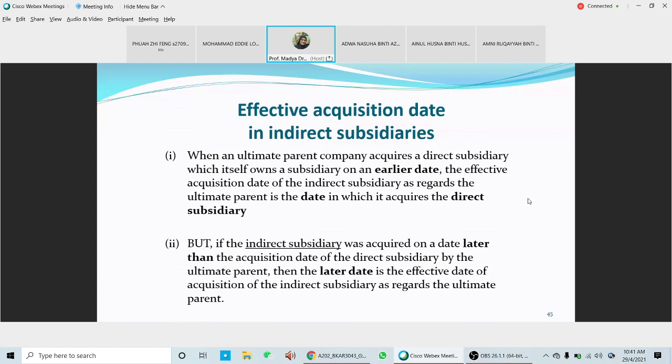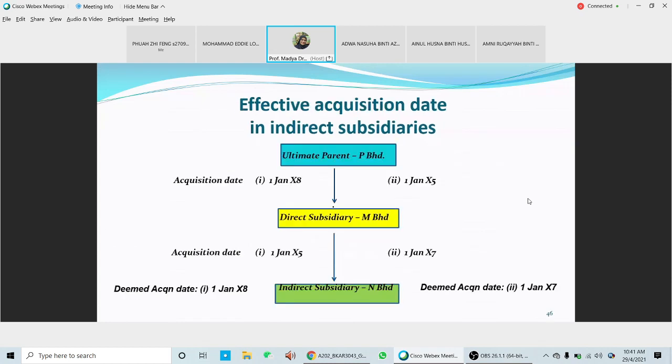But if the indirect subsidiary was acquired on a date later than the acquisition date of the direct subsidiary by the ultimate parent, the latter date is the effective date of the acquisition of the indirect subsidiary as regards the ultimate parent. Quite confusing, but look at this one. We're going to determine the effective acquisition date. We look at the first one, situation one.